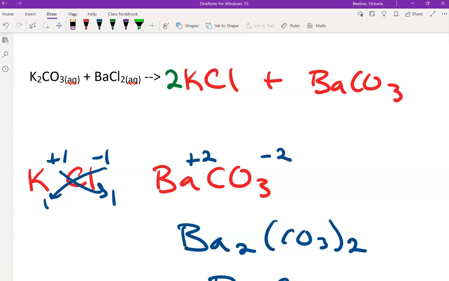So this equation, again, the left-hand side was already balanced. We just had to balance this side.